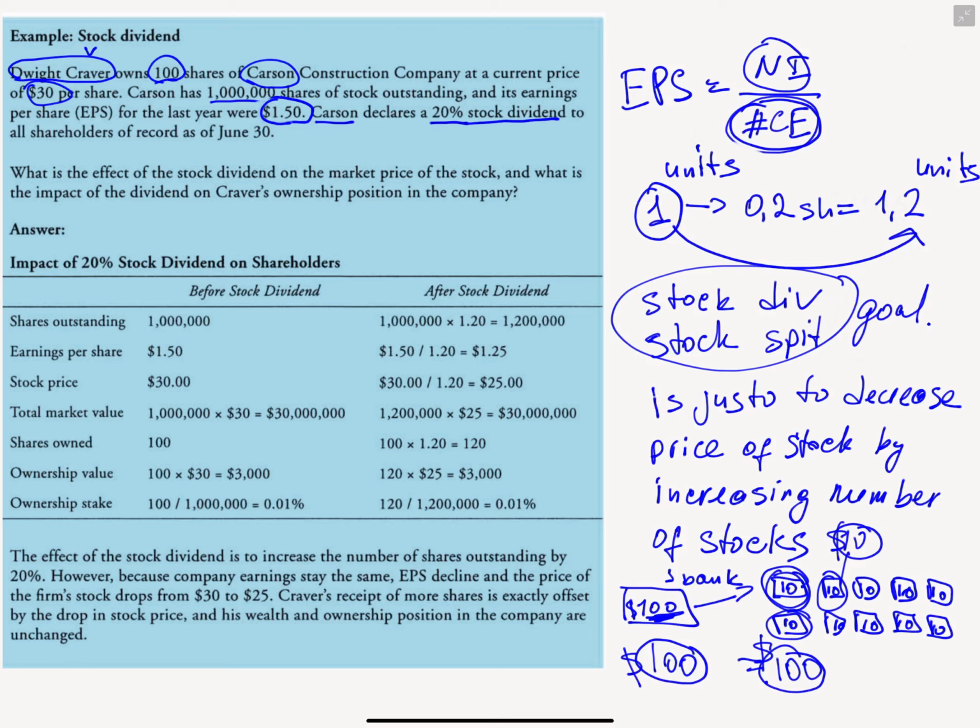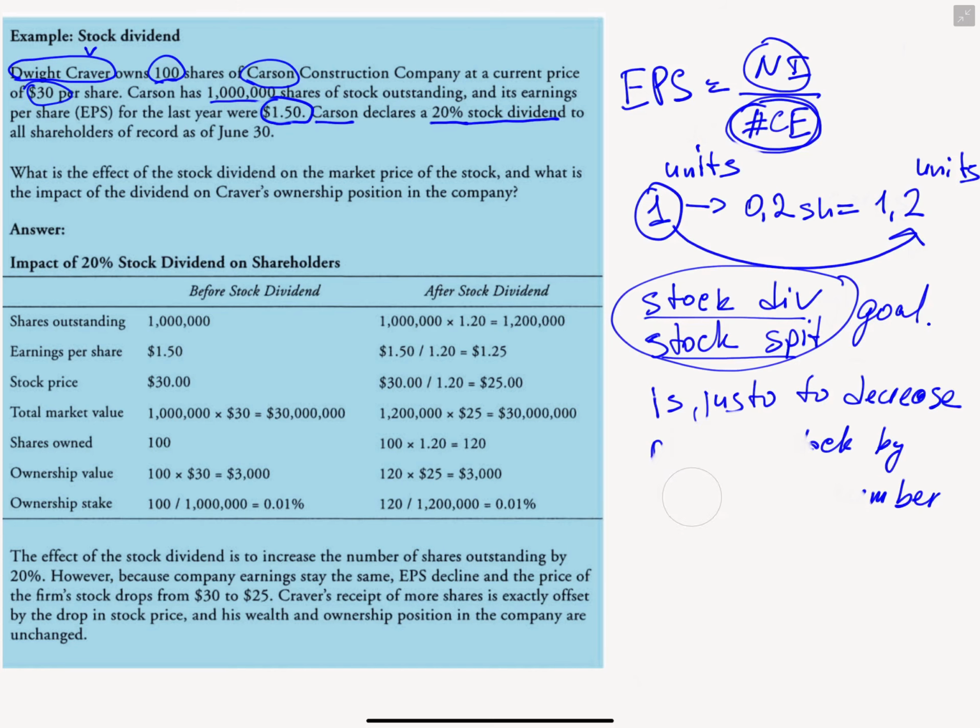Like this, the stock dividend and the stock split's aim is to chop stock into smaller stocks. In general, they have the same value. Okay, that's the aim of the stock split and the stock dividend.